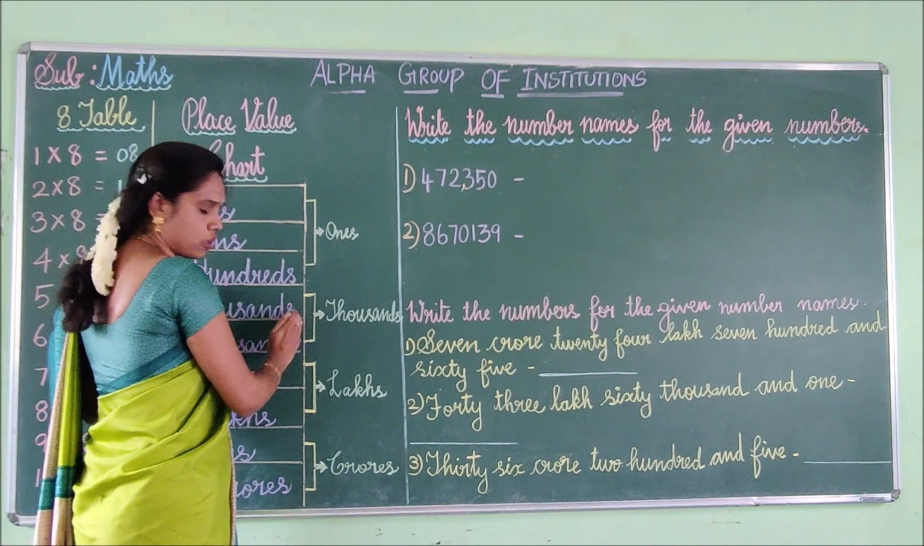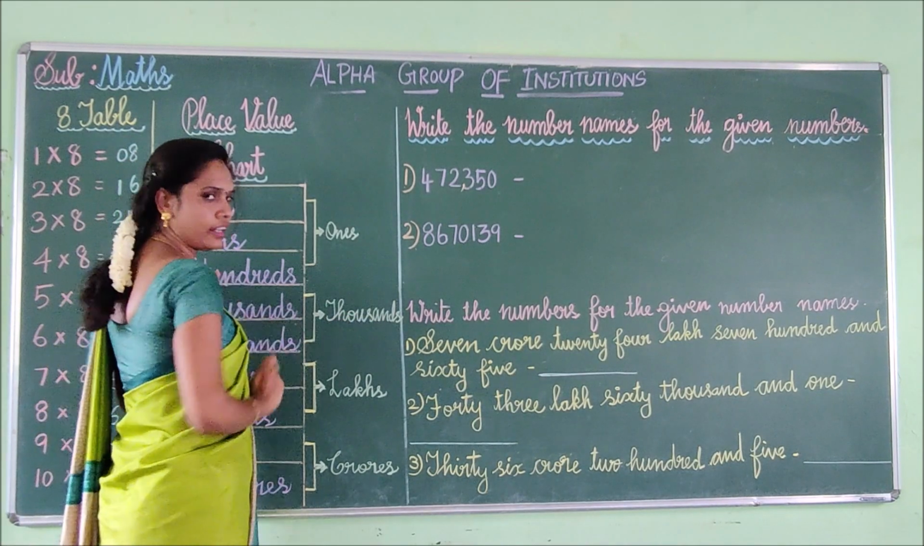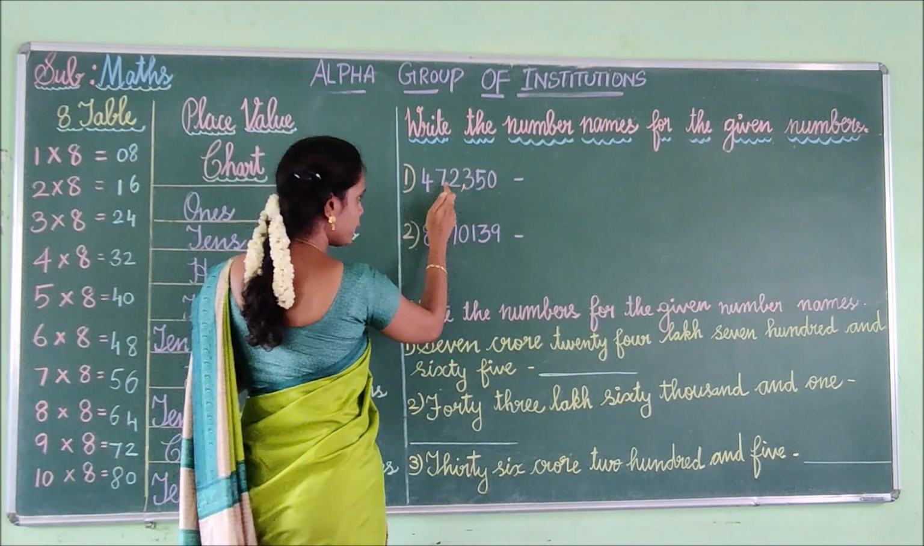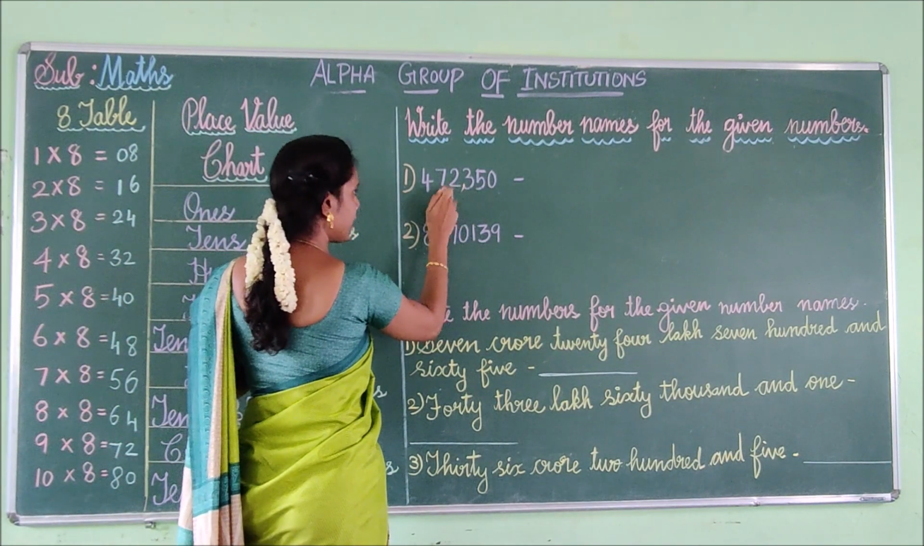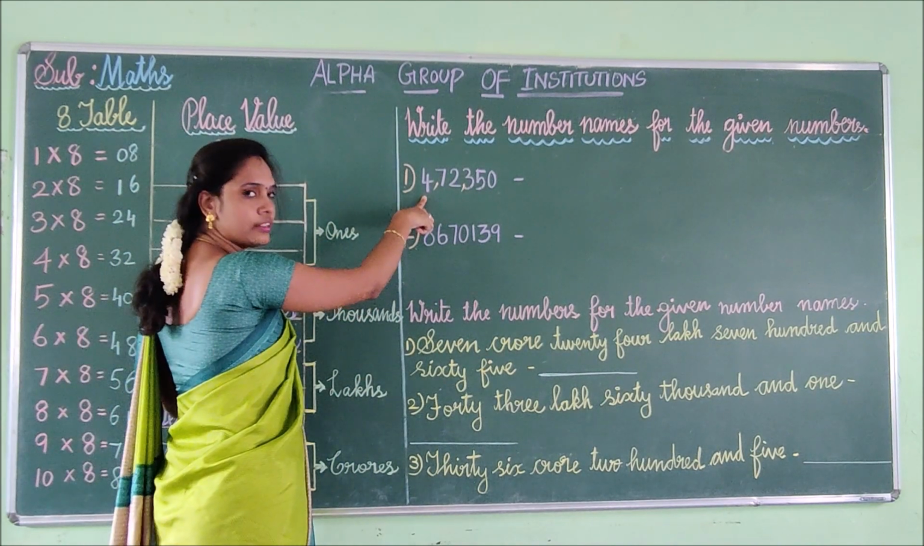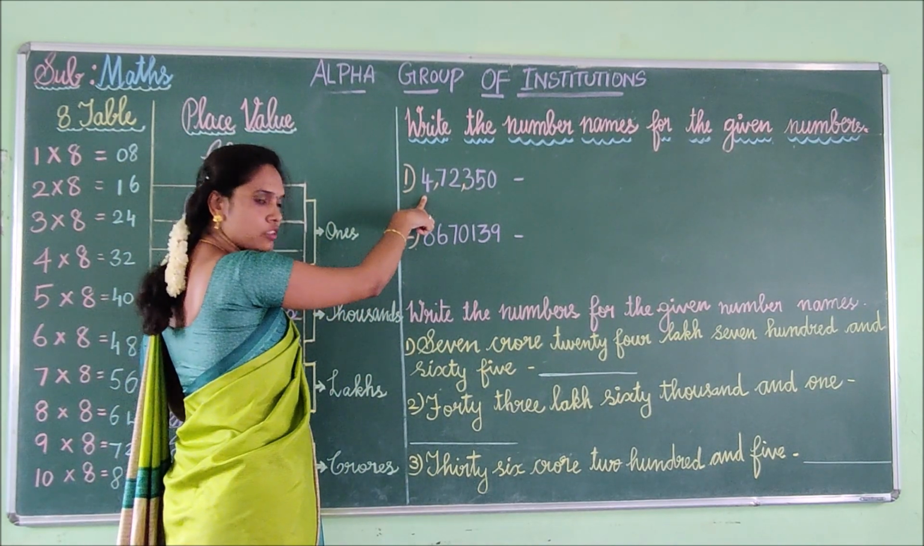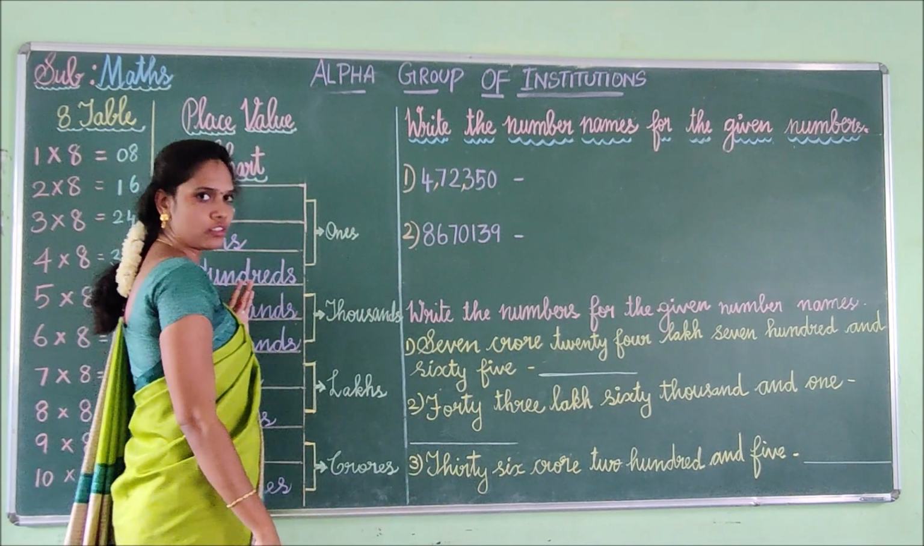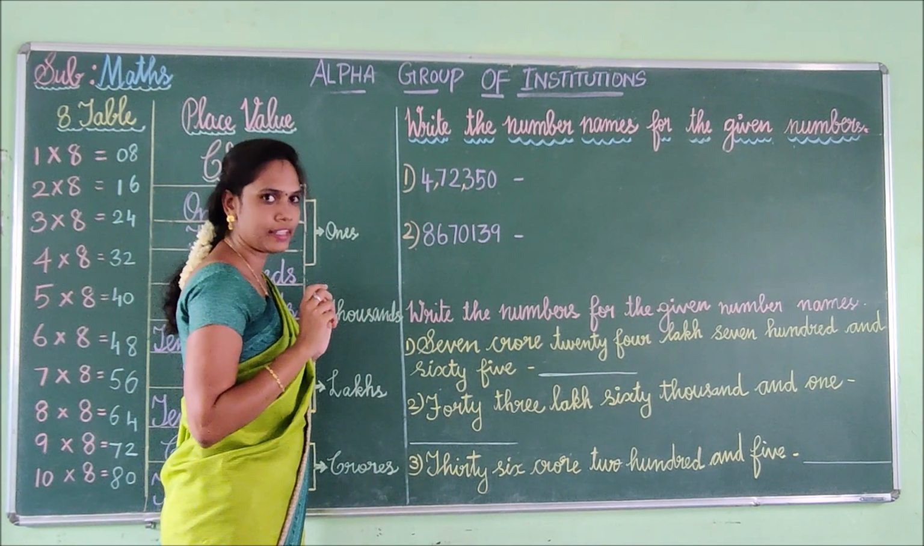Next after that, 1,000 and 10,000. This 1,000 and 10,000 comes under the thousands place. So before 2 numbers, 1,000, 10,000. After that we have only 1 number that comes under lakhs. So just leave it as it is. Like this you have to split the numbers.